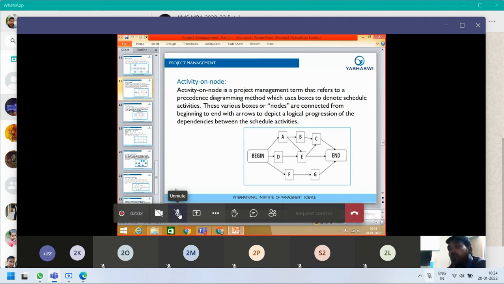What they said is that the various boxes or nodes are connected from beginning to end. Means from the starting phase of the project to the end phase of the project. So many activities are interconnected in project management to be carried out successfully. It is nothing but activity on node. And what is meant by project network? The whole set of activities is carried out as sequential processes from the start phase to the end phase.